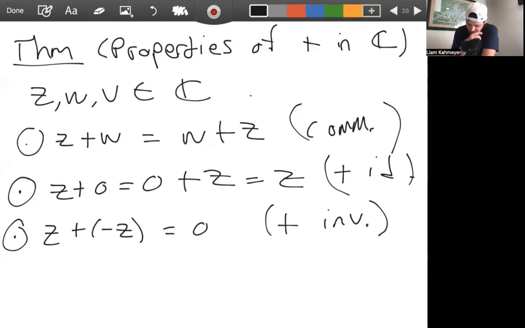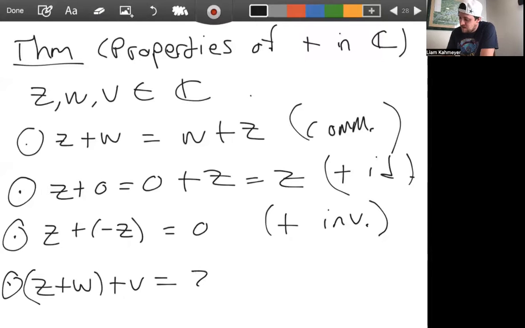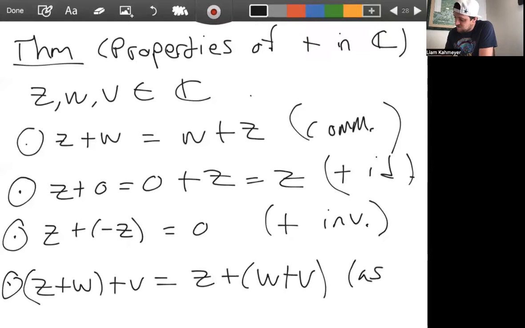What else do we have? We have the associativity condition of complex addition, which means if you take z plus w first and then add v, that's the same as first adding w plus v and then adding z. This is associativity. And so we have these properties as well. These are all pretty straightforward to prove, and I'd like to challenge you to prove these yourself.